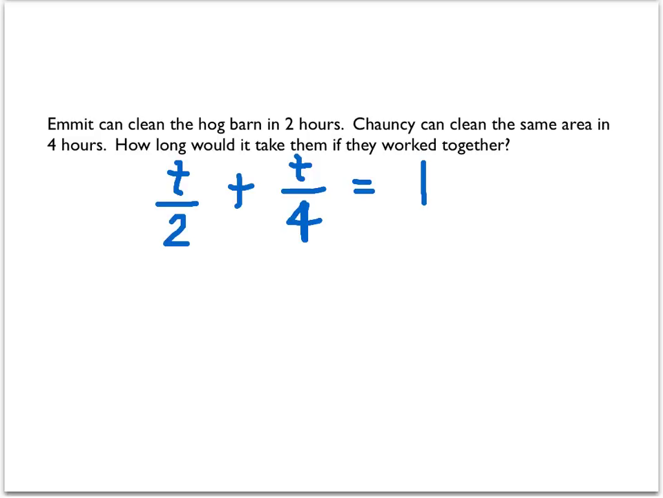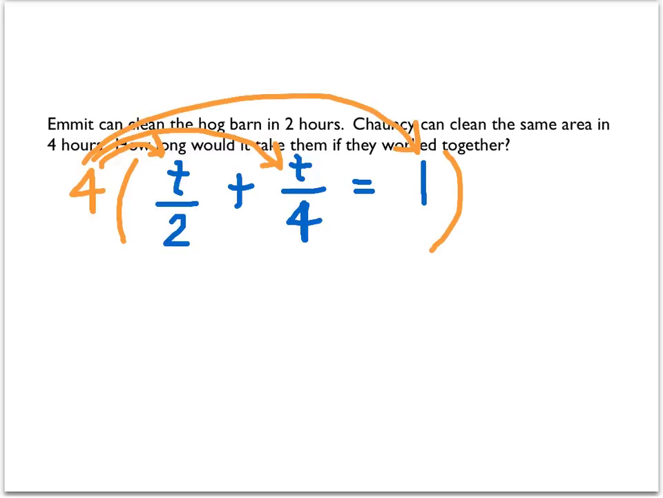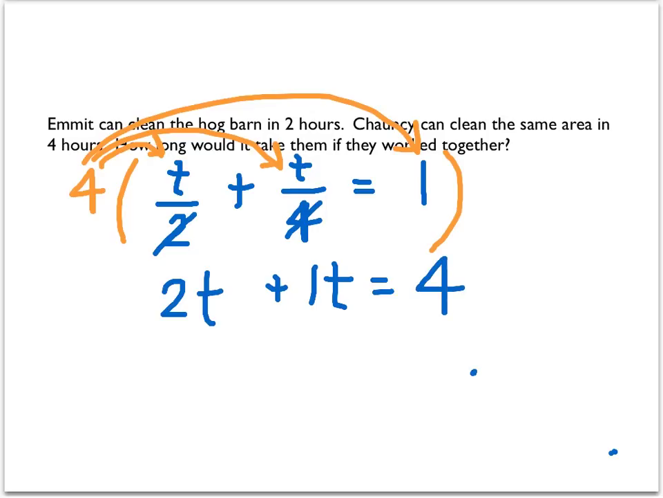Well, this is a problem like we started with a little bit earlier. I want to knock out these denominators, so I'm going to multiply by something that will knock each of them out, probably a number like 4. And when I distribute that, I'm going to end up with this. 4 times this, the 2's will cancel out, so I'm going to end up with 2t. And when I do this, the 4's will cancel out, so I'll get just t, or 1t. And again, don't forget to multiply the 4 times the 1, which is 4. So what I end up with here is 3t equaling 4.